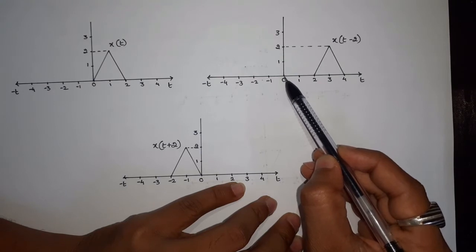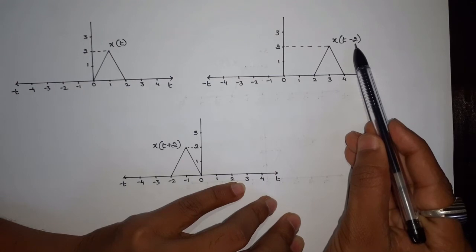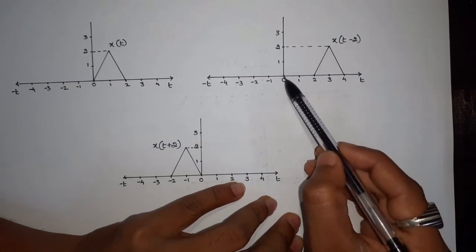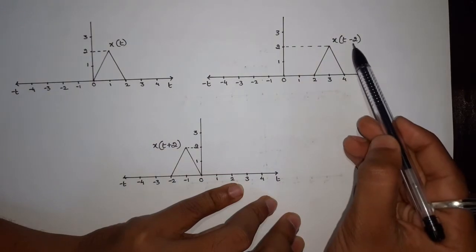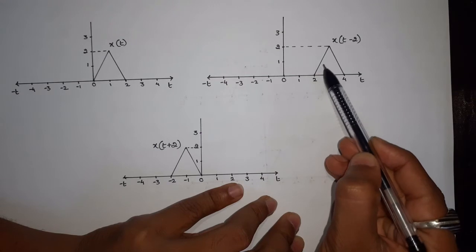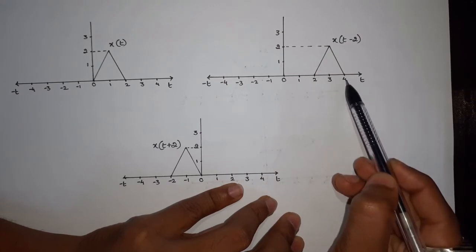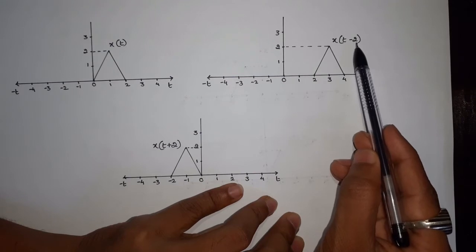It used to start at 0, but it has been delayed by 2 units because t naught is equal to 2. The actual signal starts at 0. Since the signal is delayed by 2 units, 1, 2, it is starting at 2. The amplitude remains the same, the amplitude doesn't change. The only thing is it is delayed by 2 units.